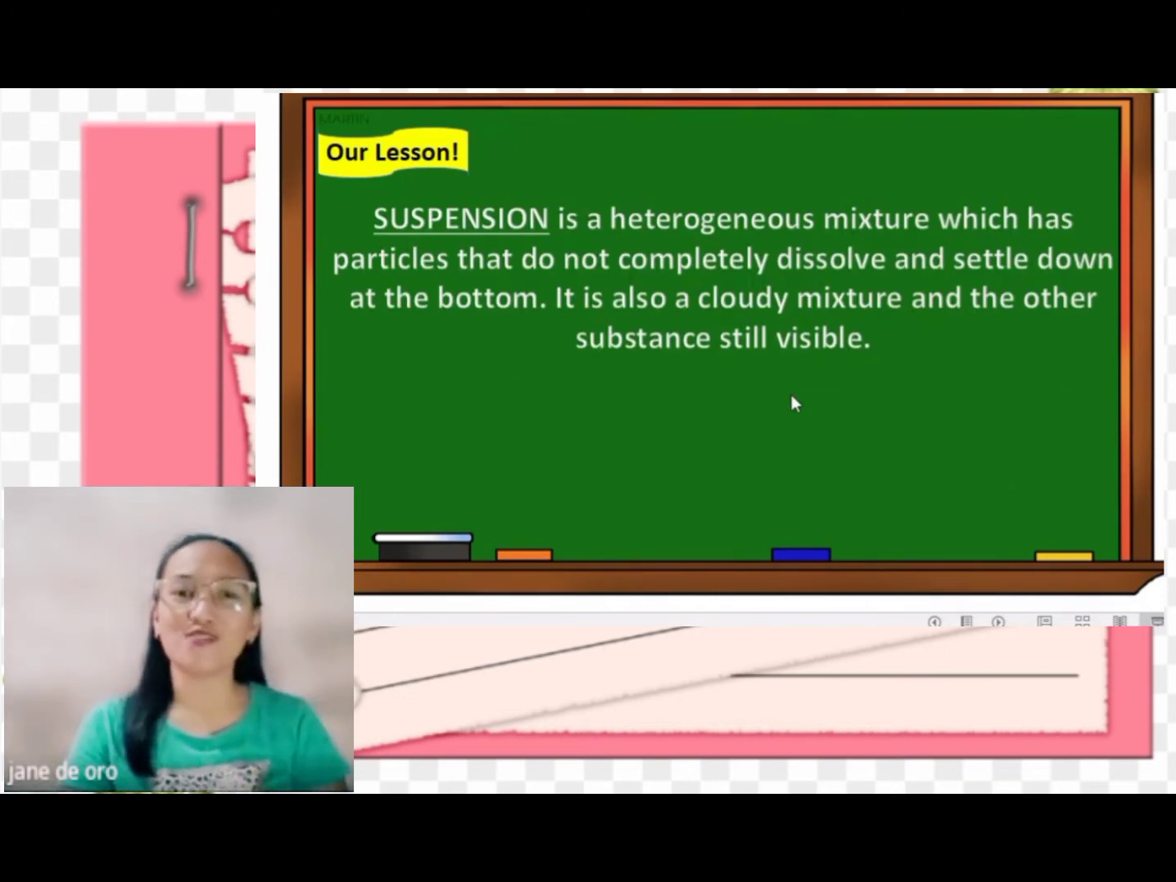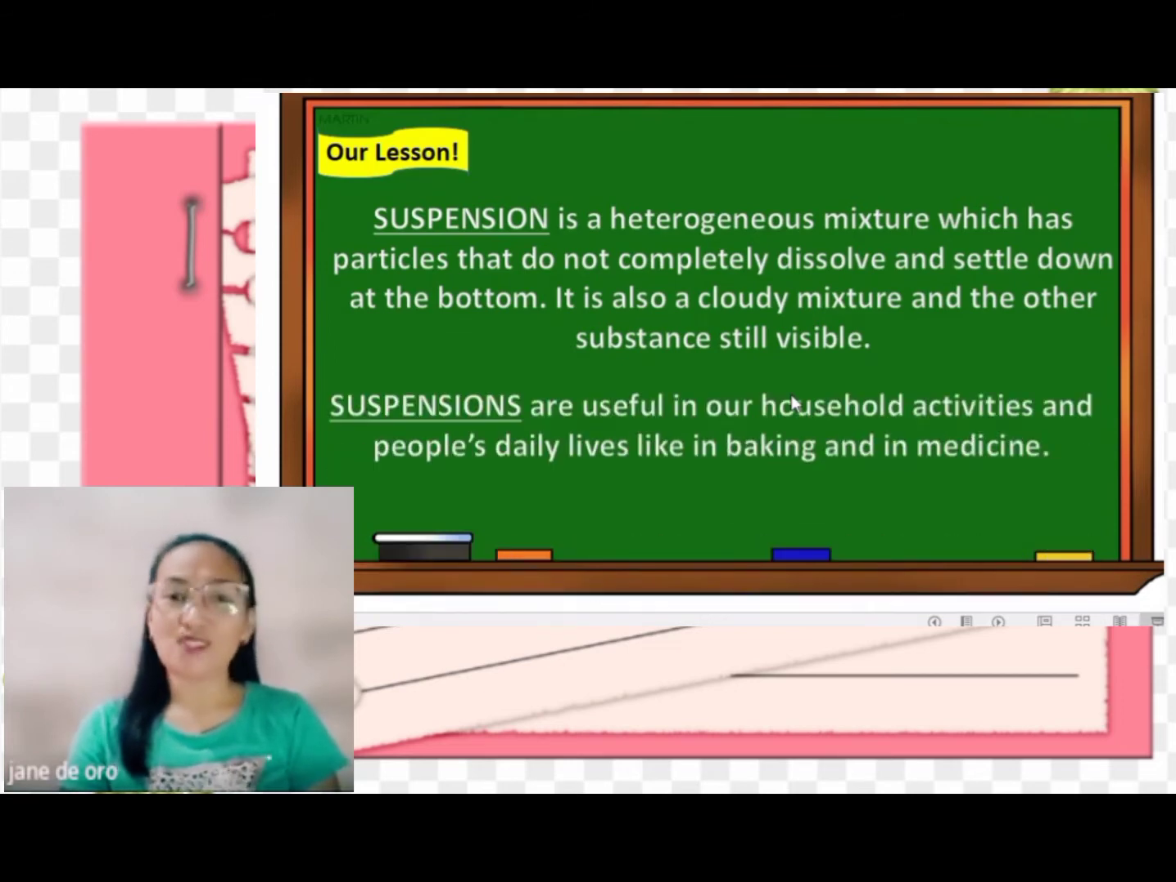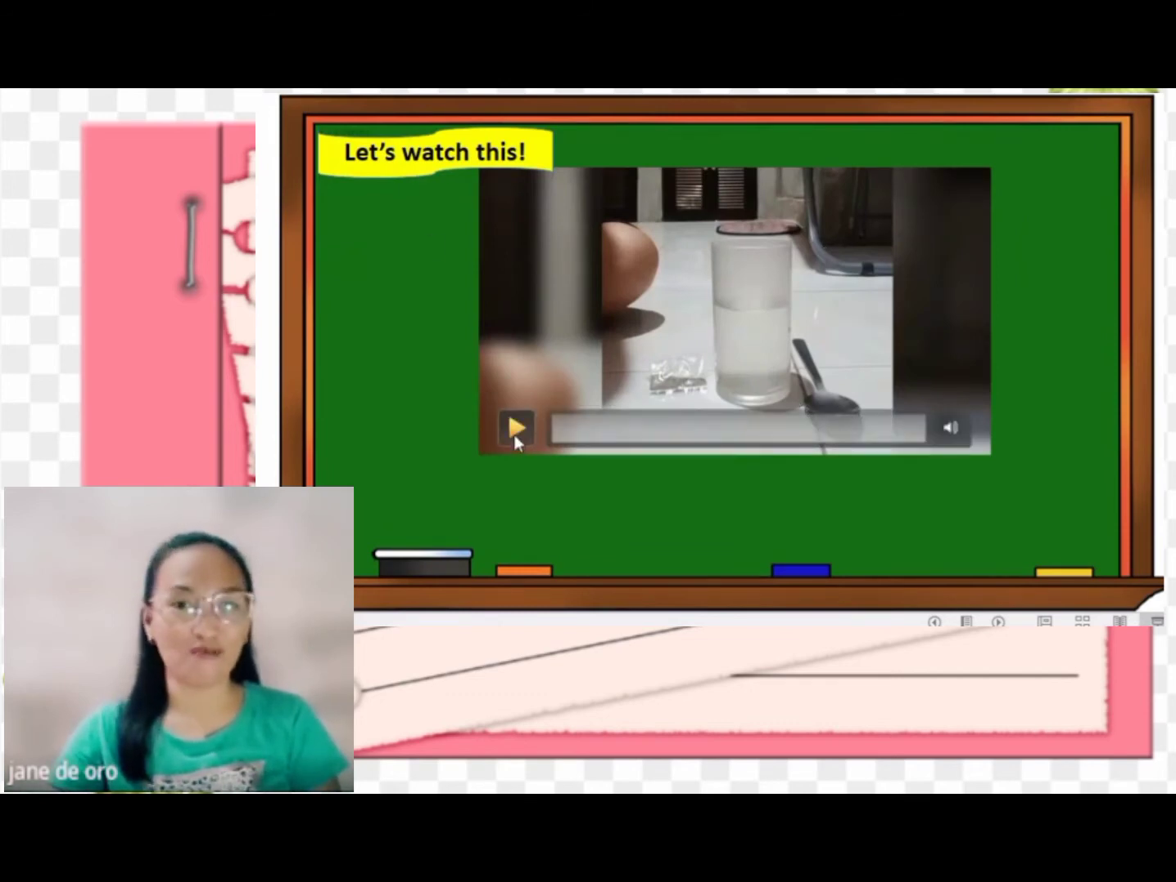Suspension is a heterogeneous mixture which has particles that do not completely dissolve and settle down at the bottom. It is also a cloudy mixture and the other substance is still visible. Suspensions are useful in our household activities and people's daily lives like in baking and in medicine. For example, let's watch this video first.